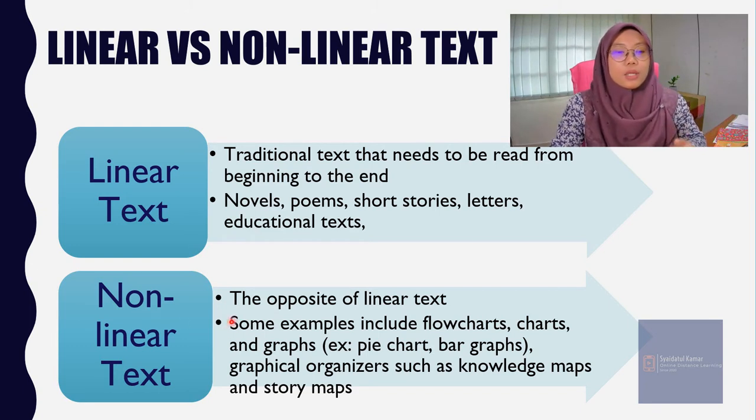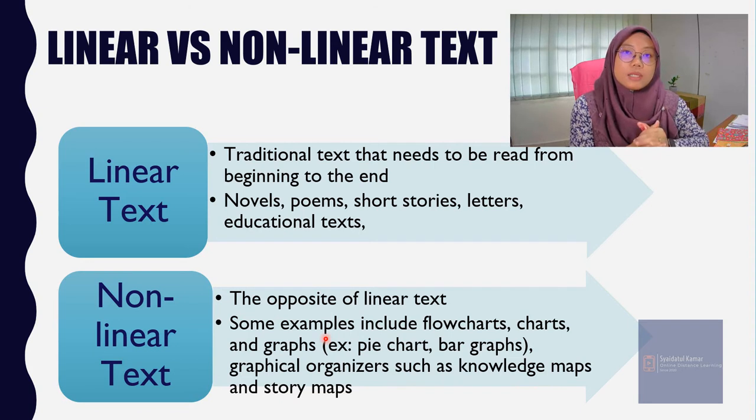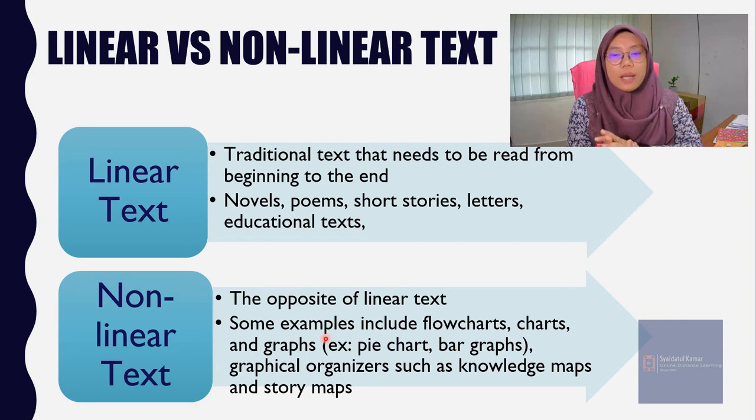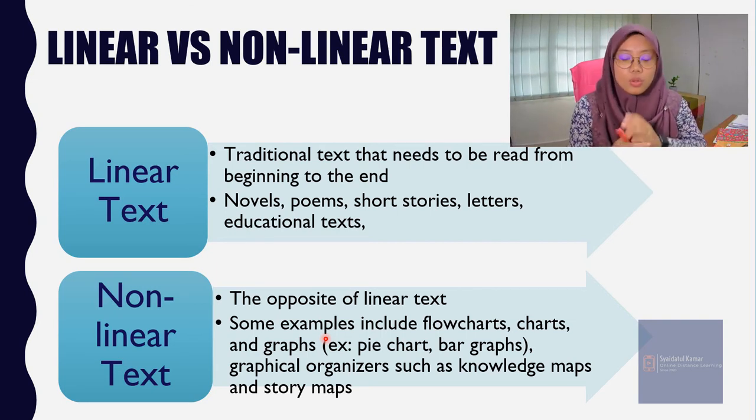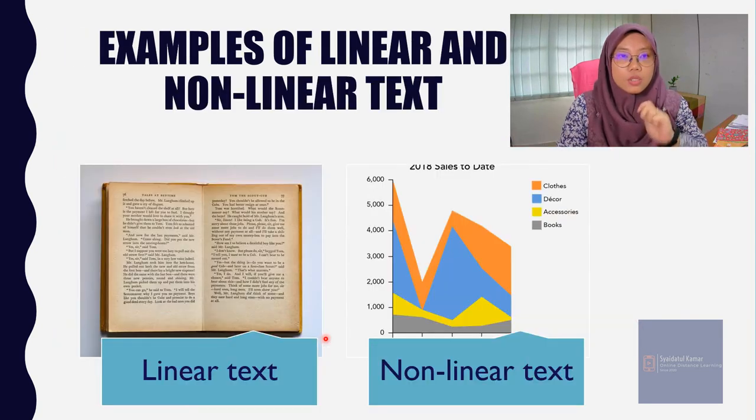And what is nonlinear text? Nonlinear text is the opposite of linear text. Whereby you get information and data not from linear text but from nonlinear, which means flowcharts, diagrams, charts, graphs, pie charts, or any graphical organizers such as knowledge maps or story maps. Okay, so that is nonlinear text, whereby you get the information not directly from a traditional text but actually from diagrams and flowcharts. So those are what we call nonlinear text.